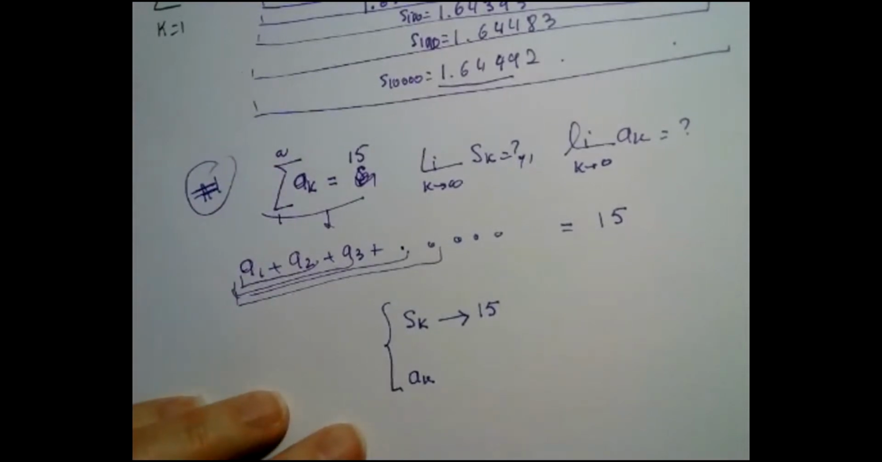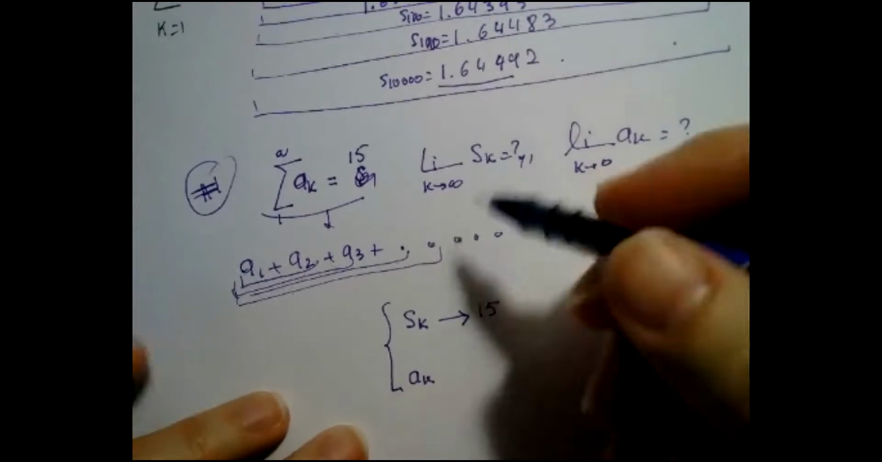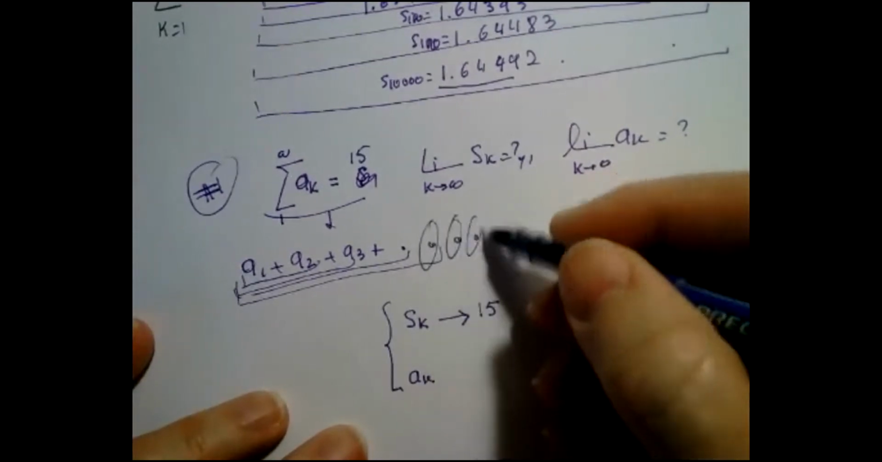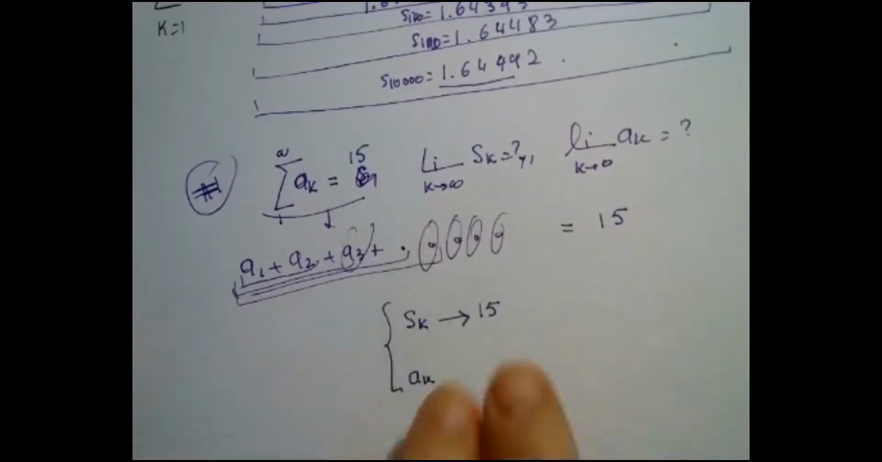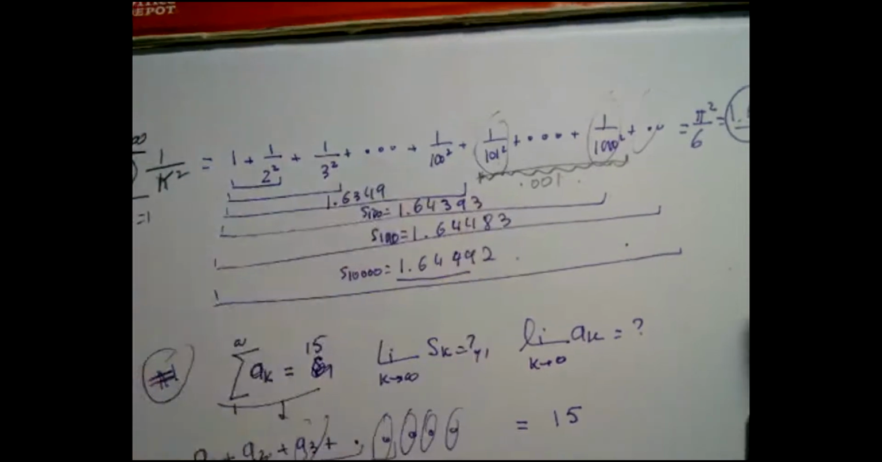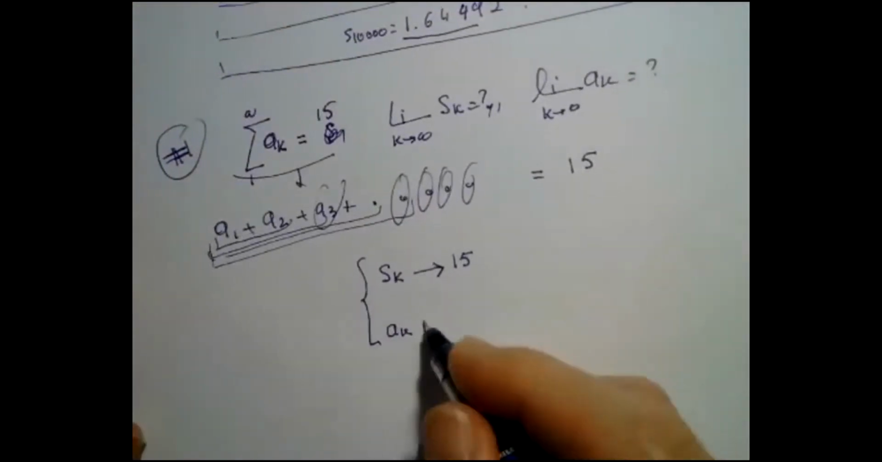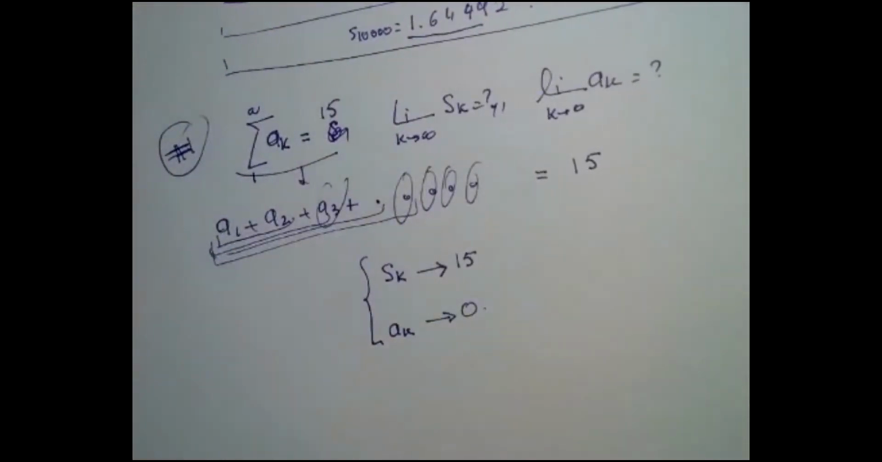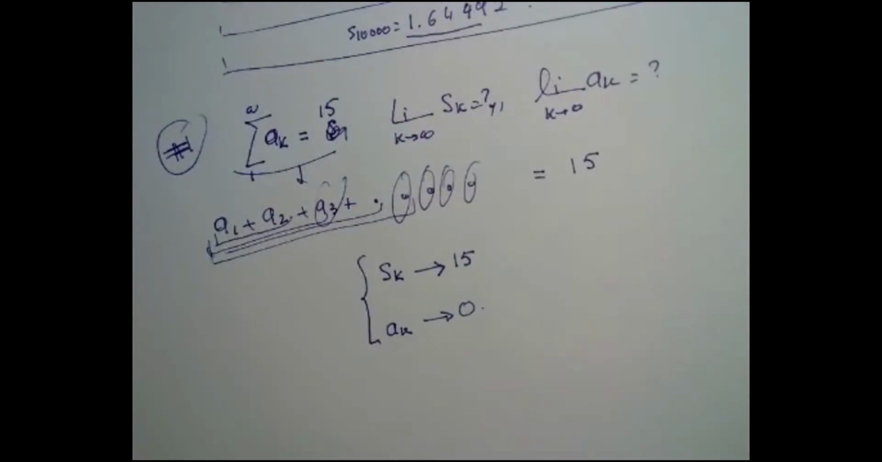Okay, what about the a_k? The a_k will have to go to 0. Those terms have to go to 0. Otherwise, since we're adding them, if those are not becoming small, forget about the sum converging. And the a_k goes to 0. Okay, so that's what's happening in the first problem. A lot of you skipped it. A lot of you messed it up.